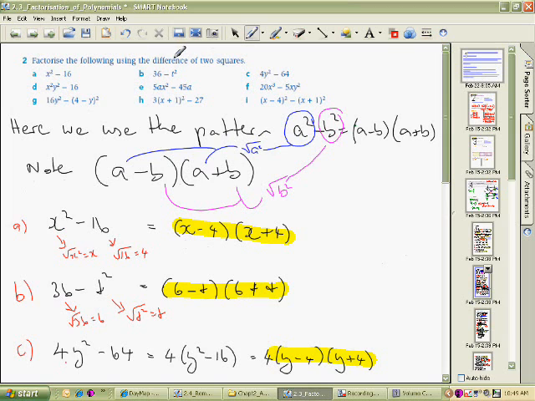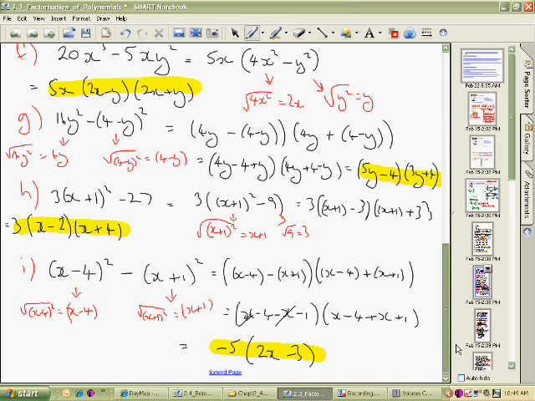The next one here, these are difference of two squares. It's the same, using this pattern all the way through. This one's pretty easy. x squared goes to an x. 16, the root of that is 4, so it's just going to be x minus 4, x plus 4 will be that form. What about something like this though?